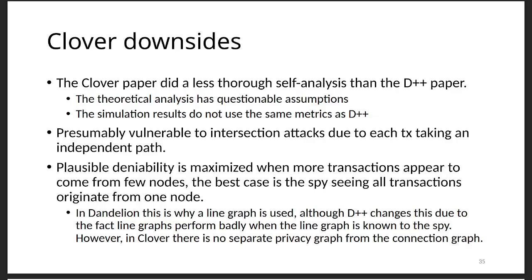It's presumably vulnerable to intersection attacks due to each transaction taking an independent path. Plausible deniability is maximized when more transactions appear to come from few nodes. The best case is the spy seeing all transactions originate from one node. In Dandelion, this is why a line graph is used, although Dandelion++ changes this due to the fact that line graphs perform badly when the line graph is known to the spy. However, in Clover, there is no separate privacy graph from the connection graph.